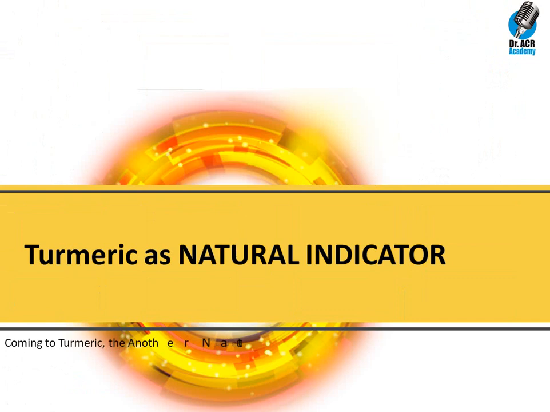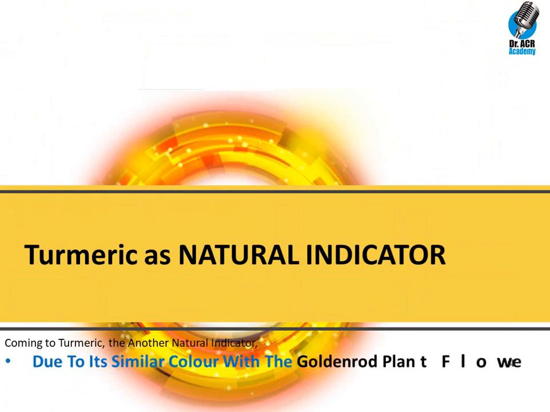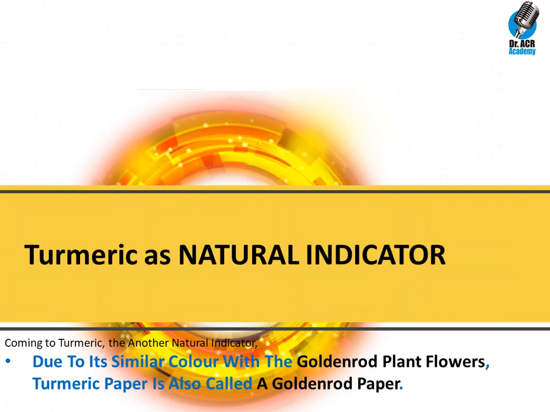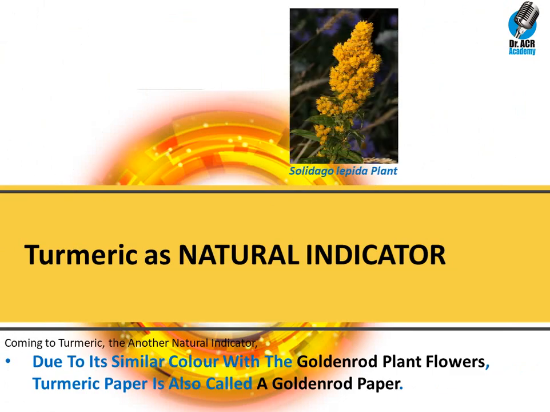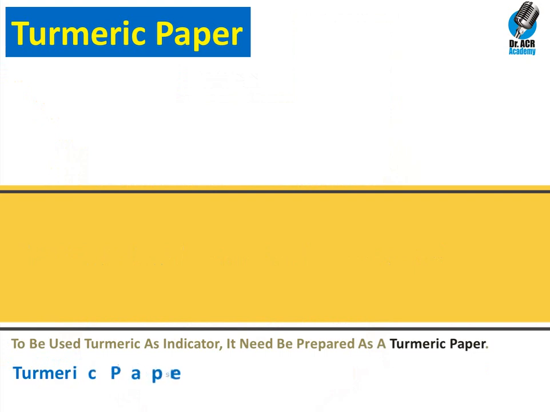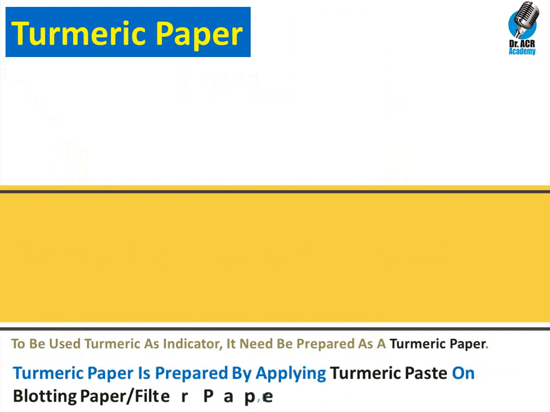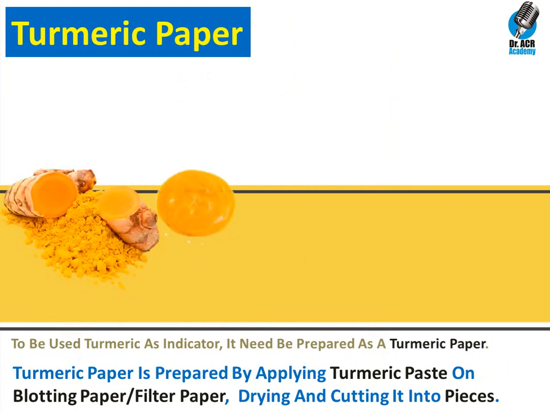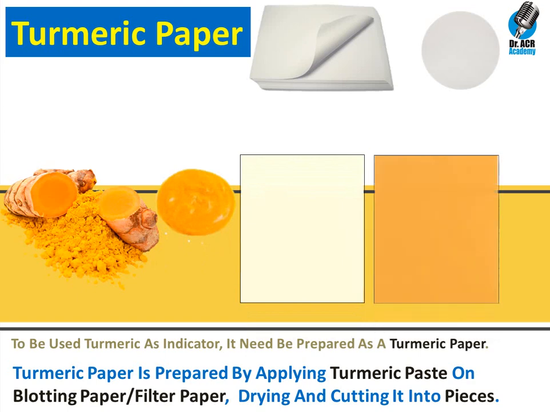Now coming to the next natural indicator, which is turmeric. Due to the similar color of the goldenrod plant flowers, turmeric paper is also called goldenrod paper. These are the goldenrod flowers. To use turmeric as an indicator, it has to be prepared as turmeric paper. Turmeric paper is prepared by applying turmeric paste on blotting paper or filter paper, drying and cutting into pieces.